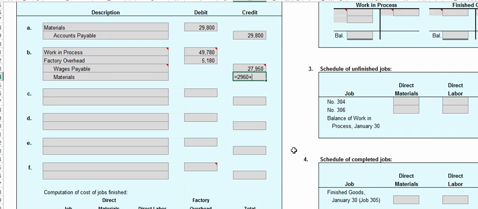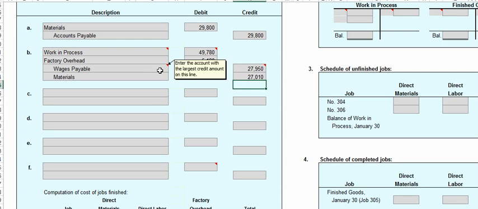2960 plus 3620 plus 2400 plus 8100 plus 5100 plus 3750 plus 1080. Now, if you'll notice, that entry balances. If you add your two debits together, subtract your two credits, you're going to come out to zero.